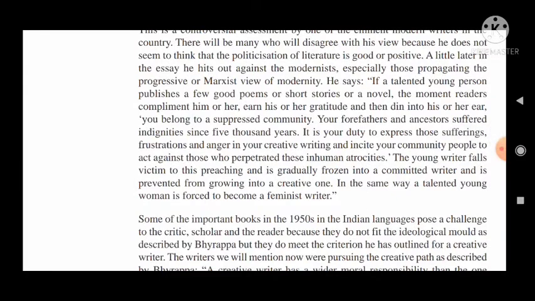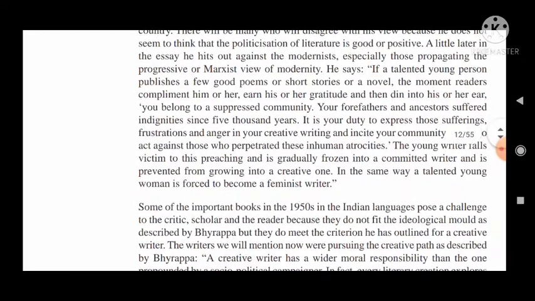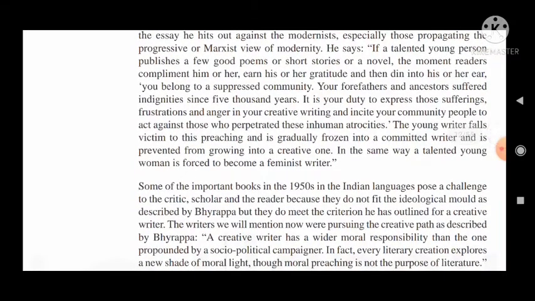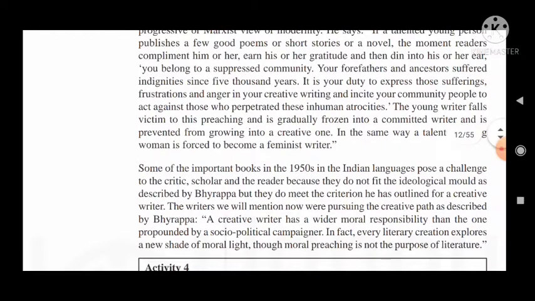A little later in the essay, he hits out against the modernists, especially those propagating the progressive or Marxist view of modernity. He says, if a talented young person publishes a few good poems or short stories or a novel, the moment readers compliment him or her, earn his or her gratitude, and then whisper into his or her ear, you belong to a suppressed community.